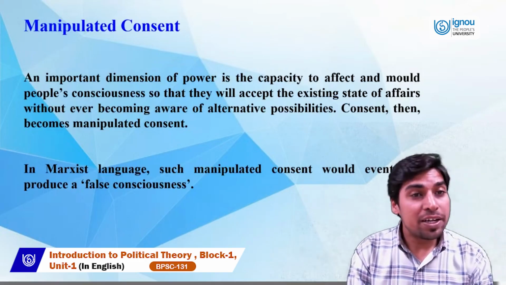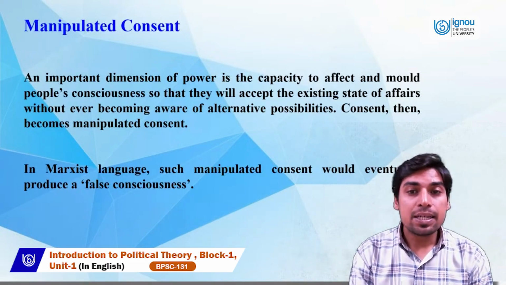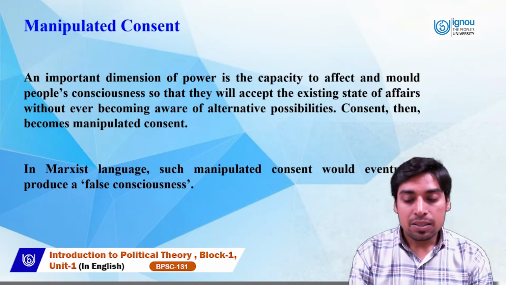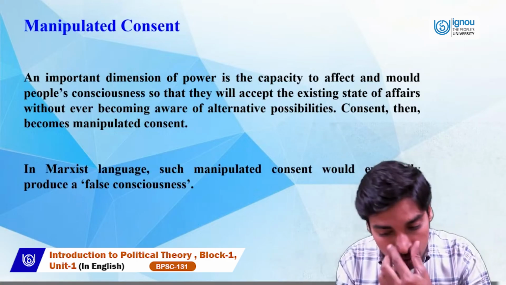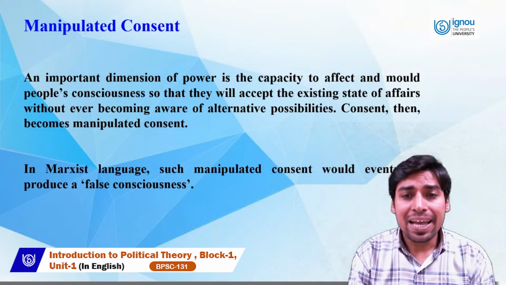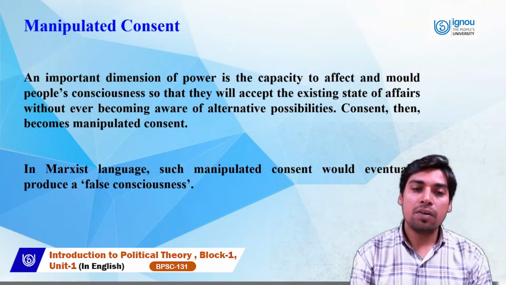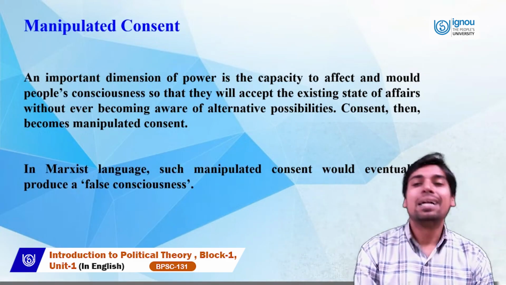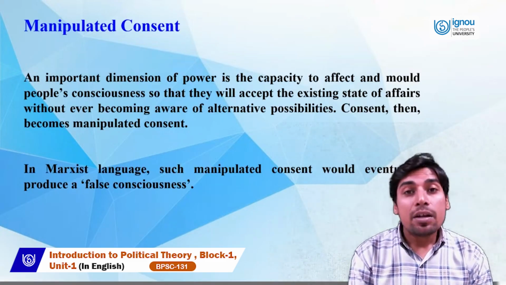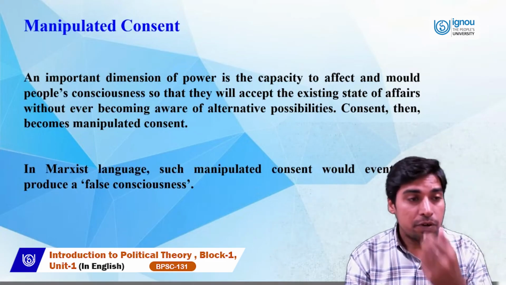Manipulated consent. An important dimension of power is the capacity to affect and mold people's consciousness, so that they will accept the existing state of affairs without ever becoming aware of alternative possibilities. Consent then becomes manipulated consent. Mainly this is the monarchy system. We will review that after this.